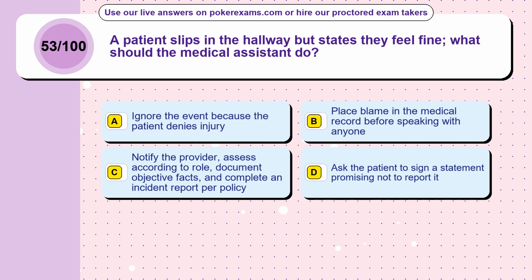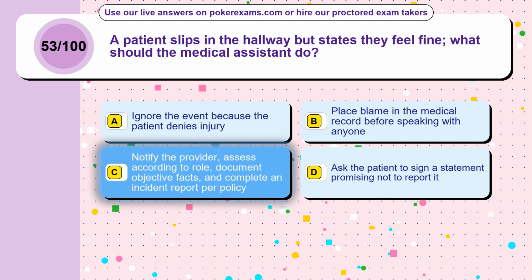Question 53. A patient slips in the hallway but states they feel fine. What should the medical assistant do? Option A, ignore the event because the patient denies injury. Option B, place blame in the medical record before speaking with anyone. Option C, notify the provider, assess according to role, document objective facts, and complete an incident report per policy. Option D, ask the patient to sign a statement promising not to report it.